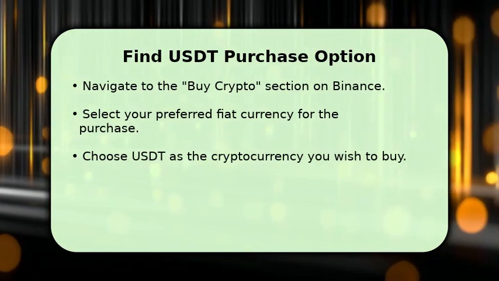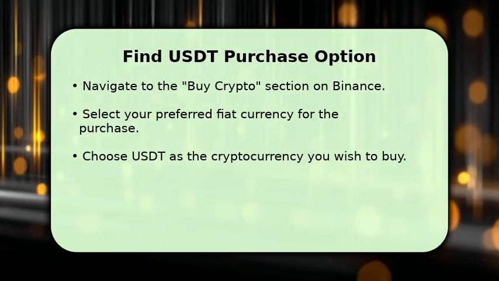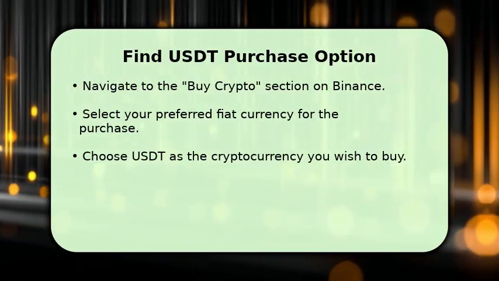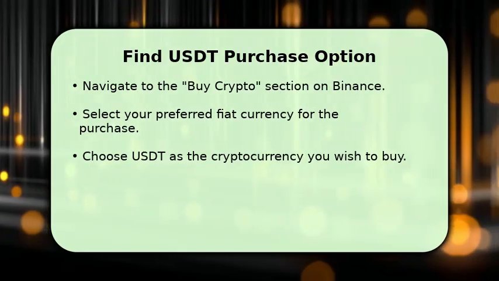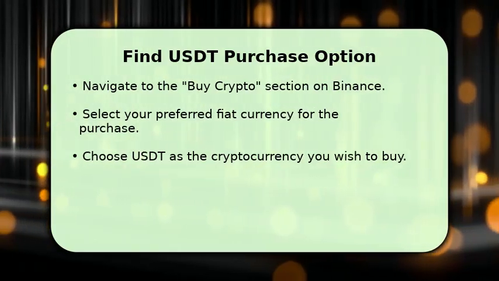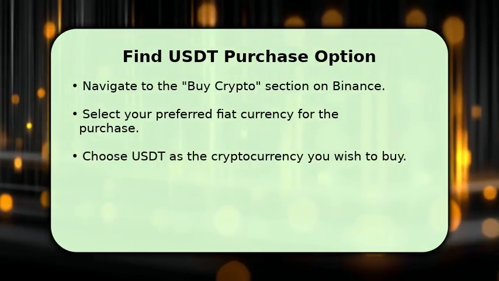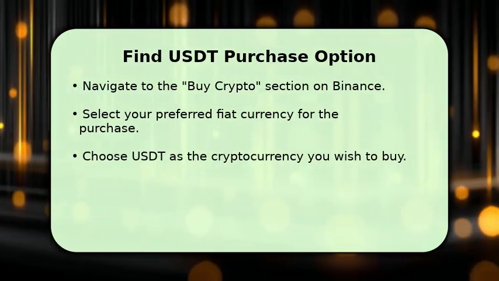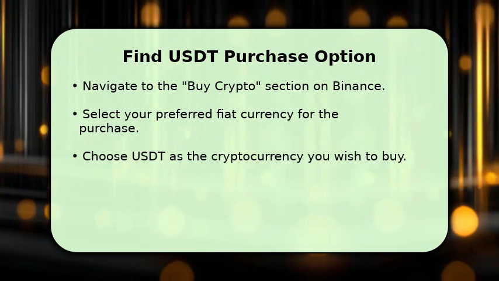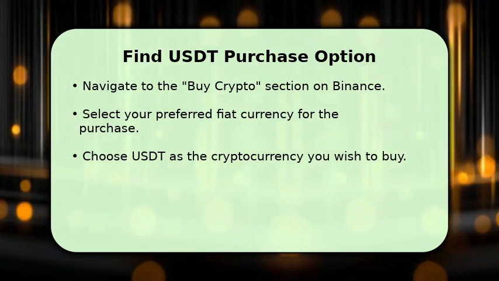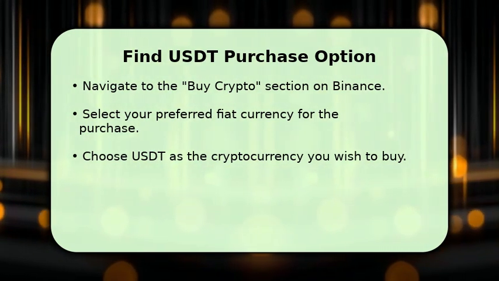With funds in your account, you're ready to buy USD. Head over to the Buy Crypto section on the Binance platform. Here, you'll select your preferred fiat currency, such as US dollars or euros, that you wish to use for the purchase. Then, simply choose USD or Tether as the specific cryptocurrency you want to acquire.